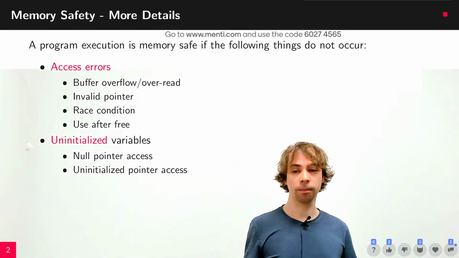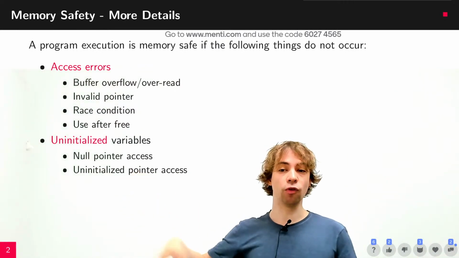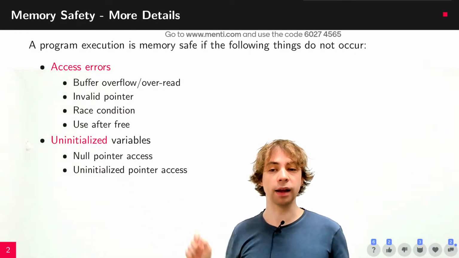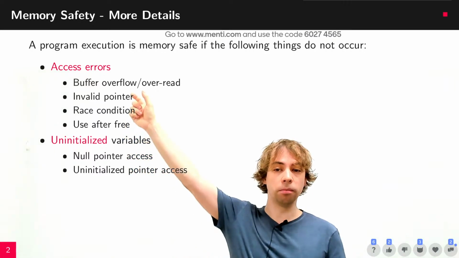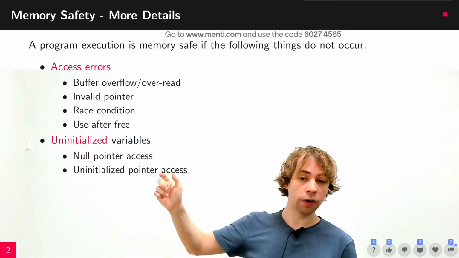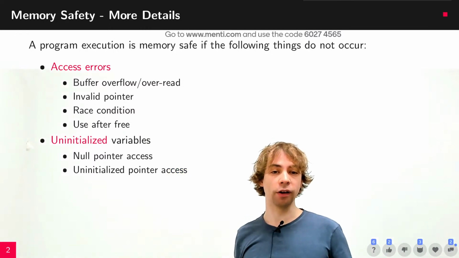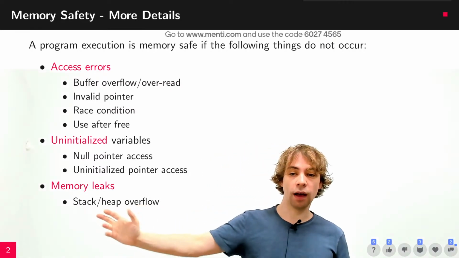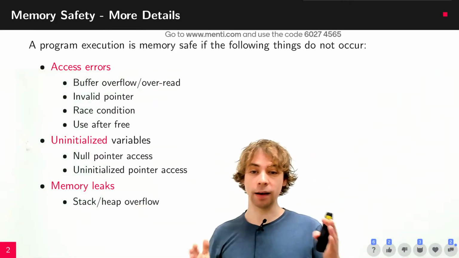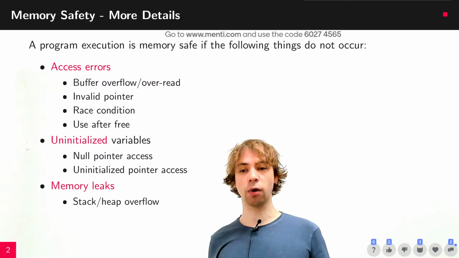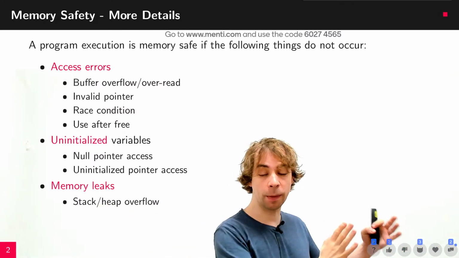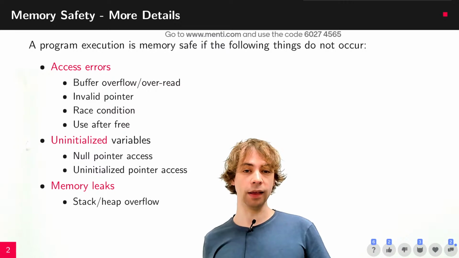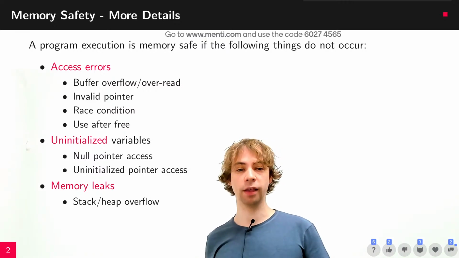Uninitialized pointer access. Yes, of course. There could be some random value on the stack in a variable. If I create a pointer variable, it could be an uninitialized pointer value in there. And this could also lead to an uninitialized pointer access or also an invalid pointer access. Memory leaks are also memory safety errors. For instance, if you have a stack or a heap overflow, if you allocate more and more space on the stack, that's a problem. If you allocate more and more space on the heap, that's also a problem. And we need to avoid these to make our programs memory safe.